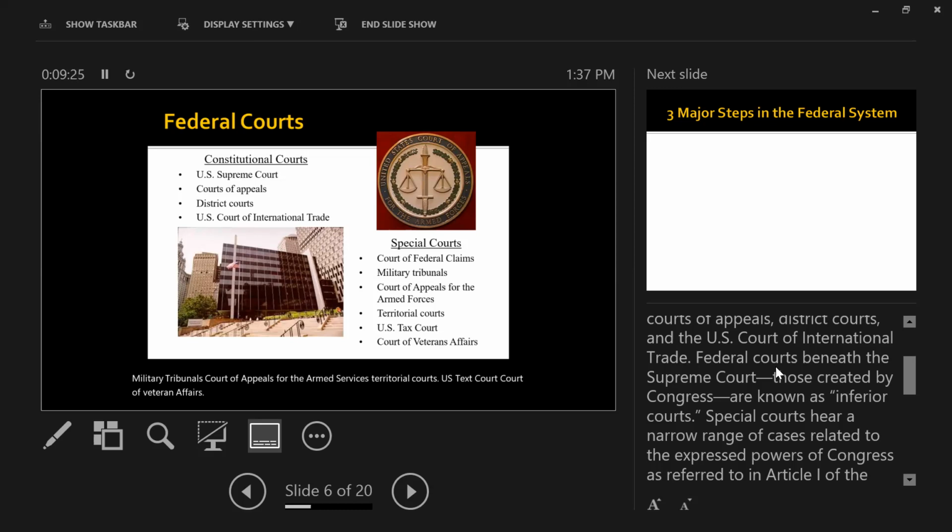I would just write a couple examples. So for the special courts, if you know that the U.S. Tax Court and the Court of Veteran Affairs are special courts, that's enough.